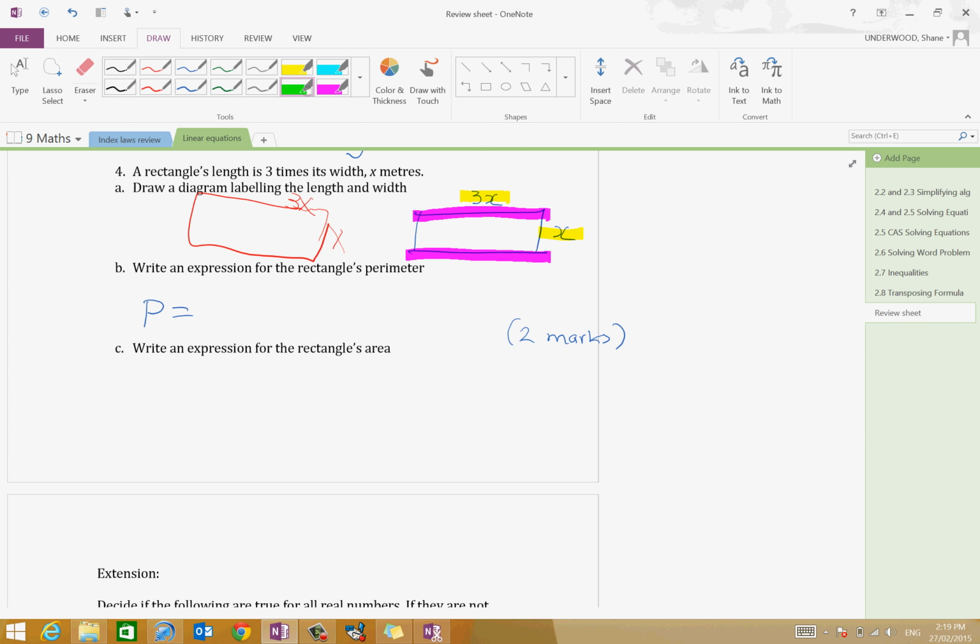All right, now, we've also got 2 of those. So my perimeter is, and let's do it so we can do brackets with distributive law and all that sort of thing, 3x times 2, plus 2 times x. So 2 times 3x is 6x, and 2 times x is 2x. The answer is what? 6x plus 2x is 8x.